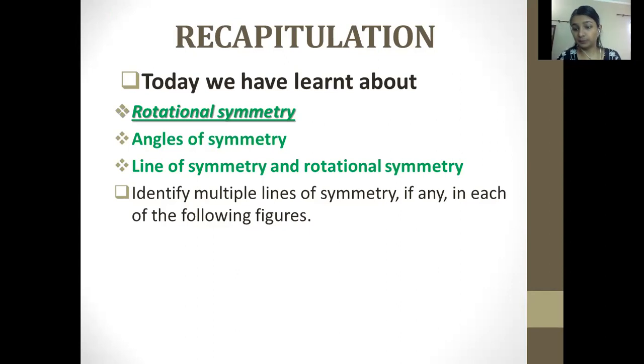So yes, students, we would be concluding now. Today we have learned about rotational symmetry first. What was rotational symmetry? It is the symmetry where there is a central fixed point. From that point, the circular shape, like in the case of the clock, rotates in anti-clockwise and clockwise direction, but it has a fixed point, and that makes a rotational symmetry.